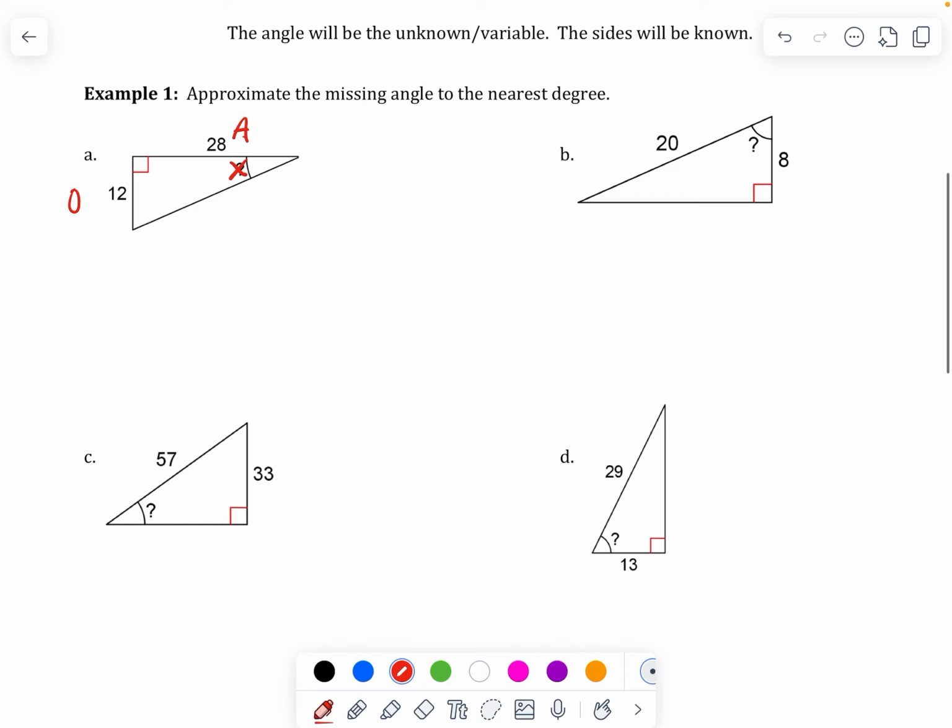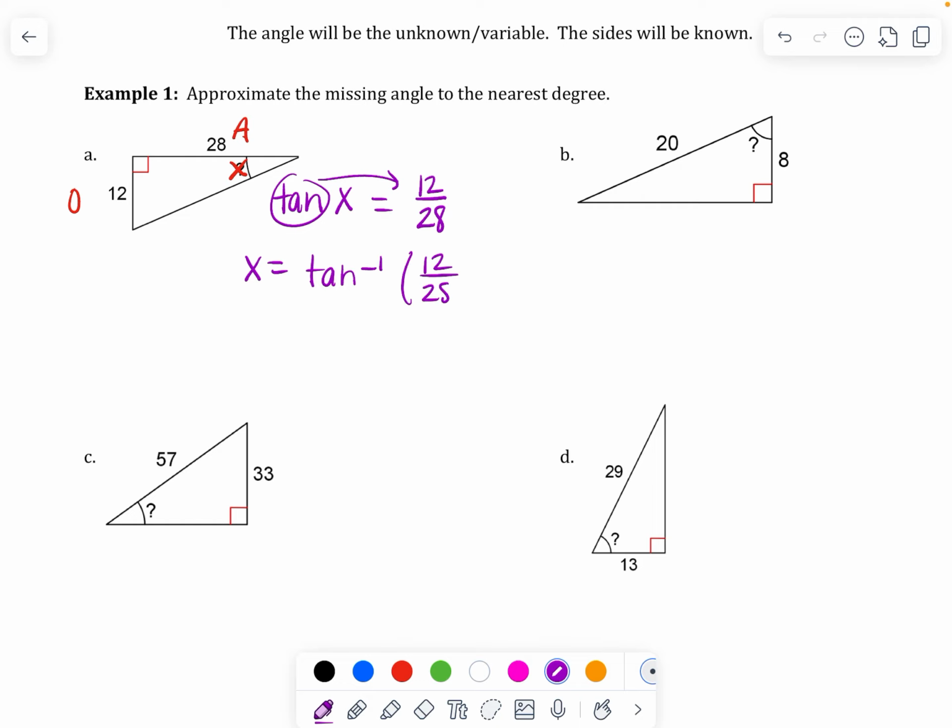This is just personal preference here. Do you want to start with the tangent word, put the missing angle, which is X, next to it, and set it equal to opposite over adjacent, like you were used to doing in section 7.3? Or do you want to just start with the variable, realizing that the tangent word has to go to the other side as tangent inverse, and then put 12 over 28? In my class, it's okay to start either way.